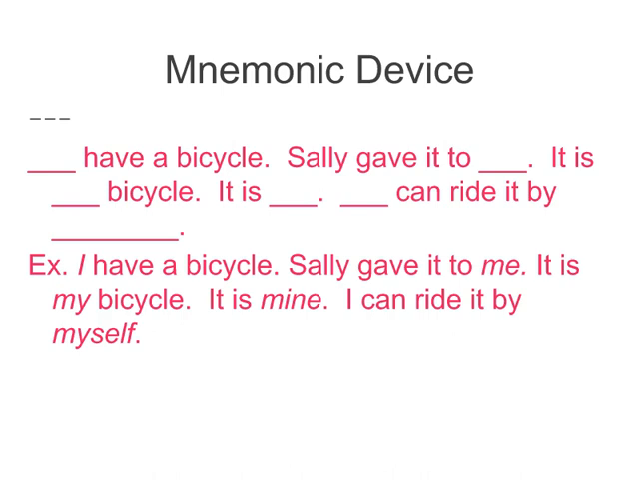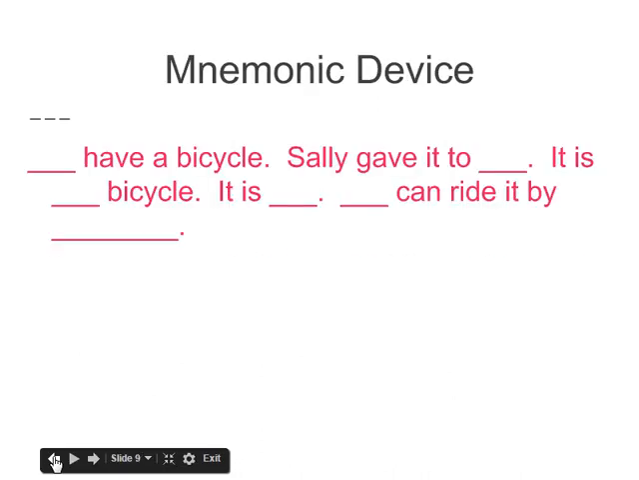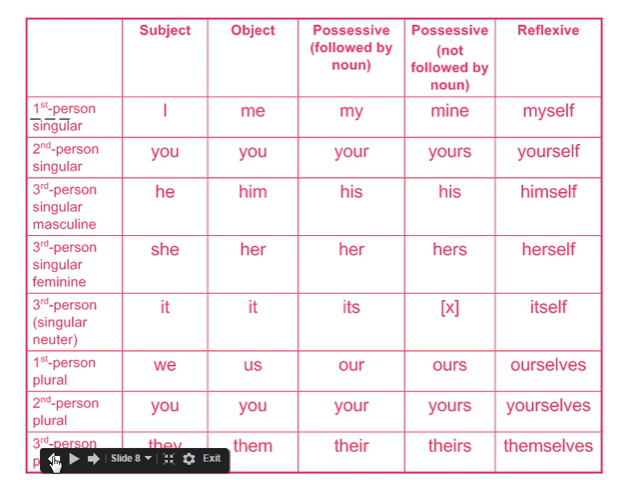Right? I'm going to jump back to the previous slide here. And you can do that with the rest of the rows on the table. For instance, the second row, second person singular. You have a bicycle. Sally gave it to you. It is your bicycle. It is yours. You can ride that bicycle by yourself.